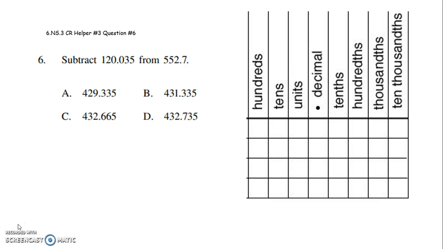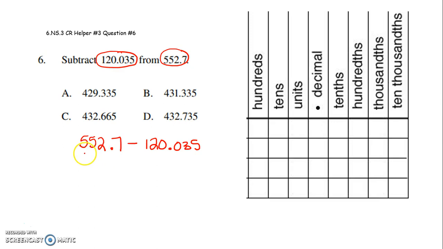Okay, first of all, when you're subtracting from, I know this is the first number, and then this will be the second number after the subtraction. So what we're doing is 552.7 minus 120.035. Okay, subtracting from, that goes first, that goes second. And I could get into a big discussion about why, and I will not right now.